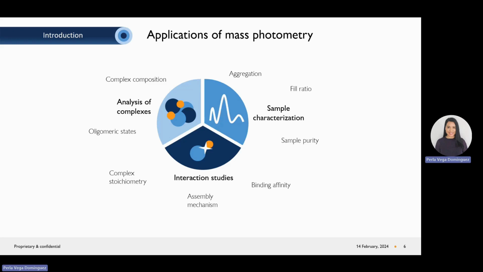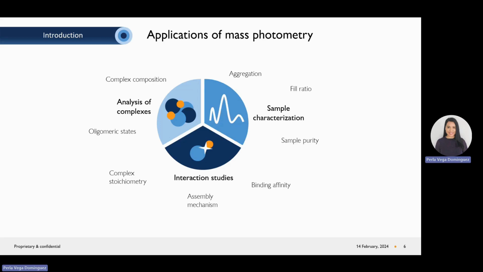We can focus on the composition of the sample as a whole, where we want to assess aggregation, filling ratios, or sample purity. We can also use mass photometry to gain insights on how our samples are forming complexes or oligomeric states. And we can also use mass photometry to understand how our species interact with each other.